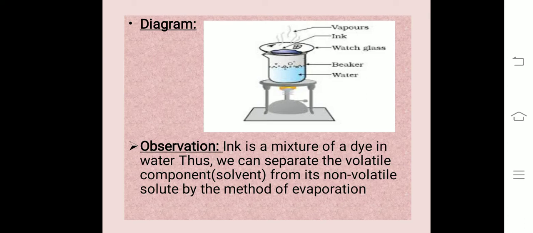What do we observe? We observe that ink is a mixture of dye in water. Thus, we can separate the volatile component, that is solvent, from its non-volatile solute by the method of evaporation.